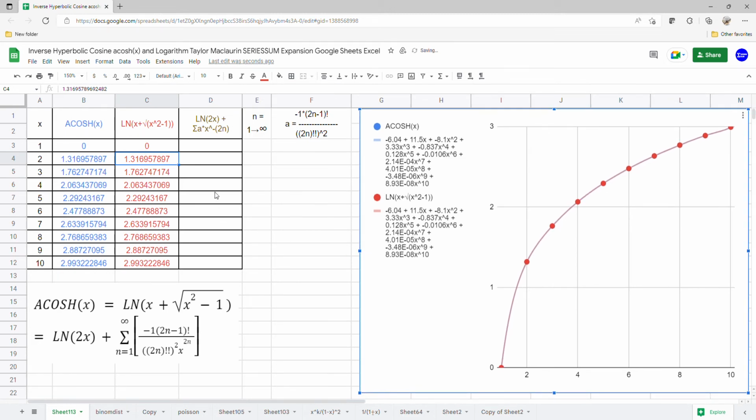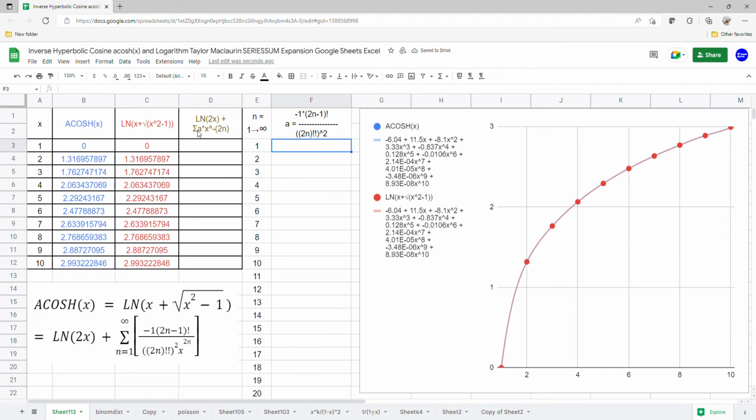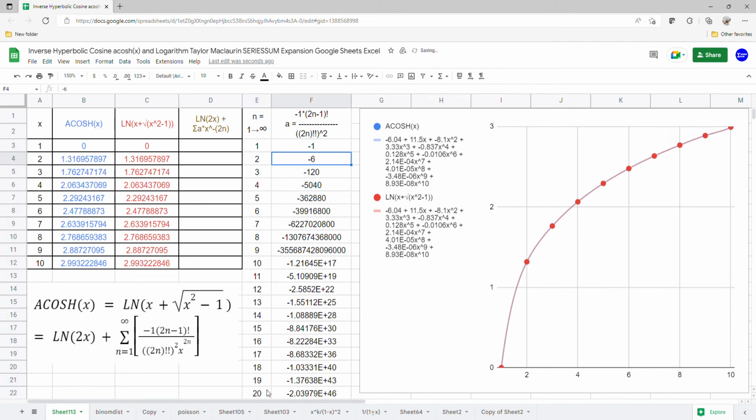Next, we continue with the expansion, which is ln 2x plus the summation of a times x raised to the power negative 2n, where the value of n is from 1 to infinity. And the value of a, the coefficient, is equal to array formula, minus 1 times this factorial 2n minus 1. So factorial 2 times n minus 1. We have just completed the numerator. We continue with the denominator. So divided by our denominator, double factorial 2n.